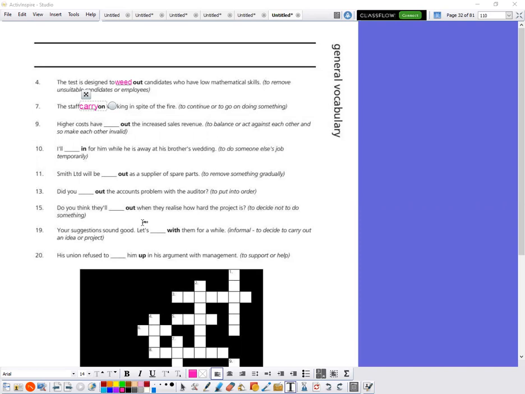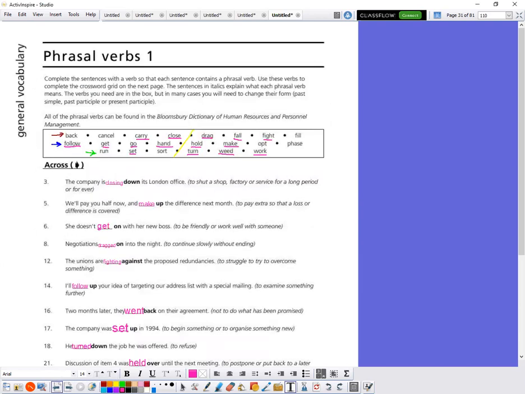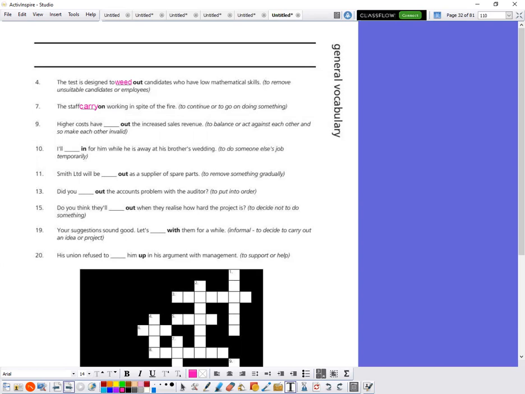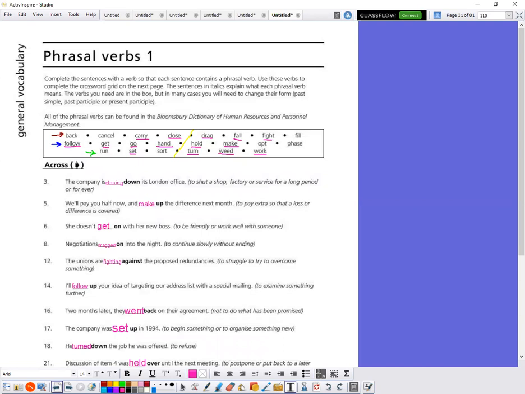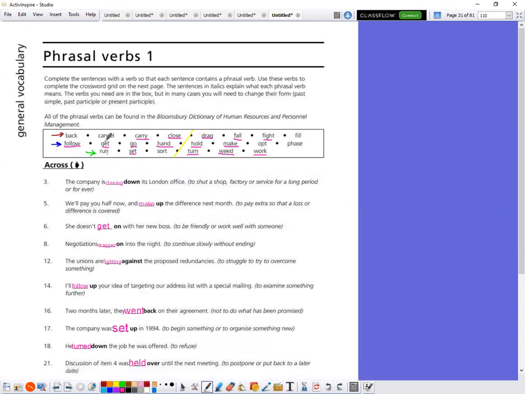Sorry again, guys. Number 9: higher costs have eaten out the increased sales revenue. It means to balance or to act against each other and so make each other invalid. Number 9, the answer is in the first line. Fill? Out. Cancel out? Yes, cancel, to make something invalid.